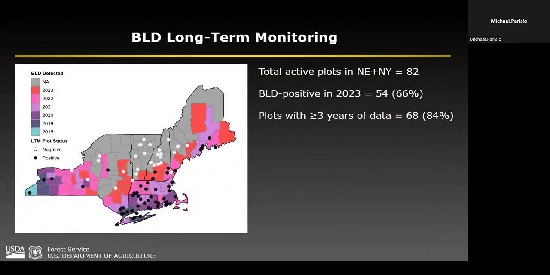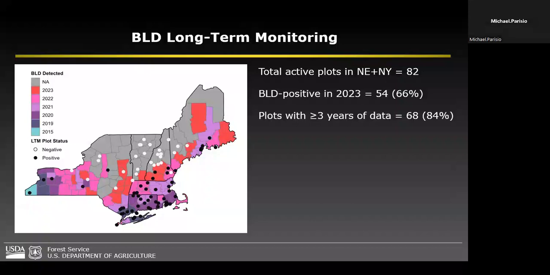I'm going to talk a little bit about our long-term monitoring plot network. So I help coordinate this with my counterpart, Danny Martin. She's the forest pathologist with our Morgantown field office. This covers all of Region 9, but I'm going to just talk about us here in New England. So the black points on this map show all of our monitoring plots that, as of last year, were positive for beech leaf disease. We have a total of 82 active plots right now between New England and New York.